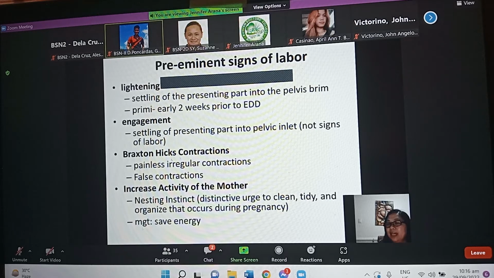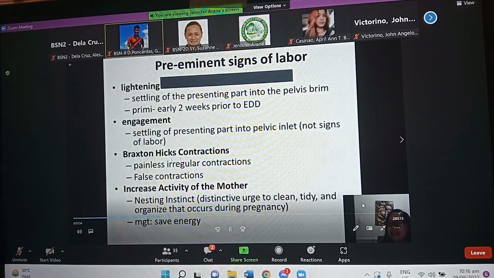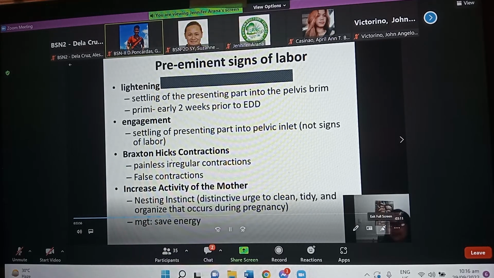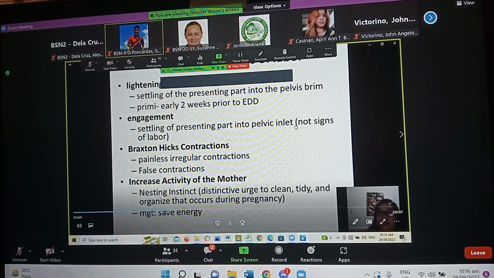Okay, next we have engagement. Engagement is the settling of the presenting part into the pelvic inlet. Next, we have Braxton-Hicks contraction. Braxton-Hicks contraction is a painless, irregular contraction or false contraction.